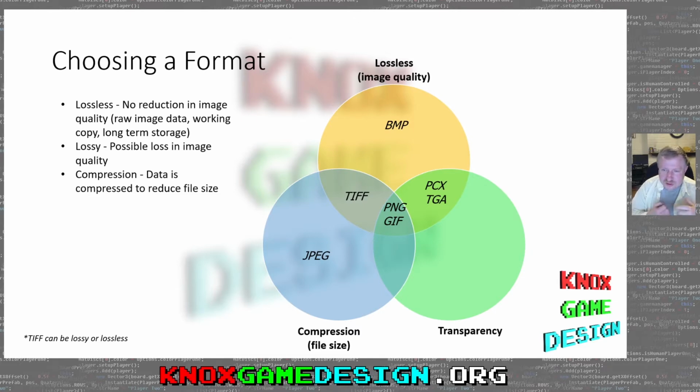If you need transparency and also lossless, then you'll probably go for a PNG or a GIF. I know people pronounce that different ways. If you want a lossless image and also no compression, then you might want to go for a TIFF.